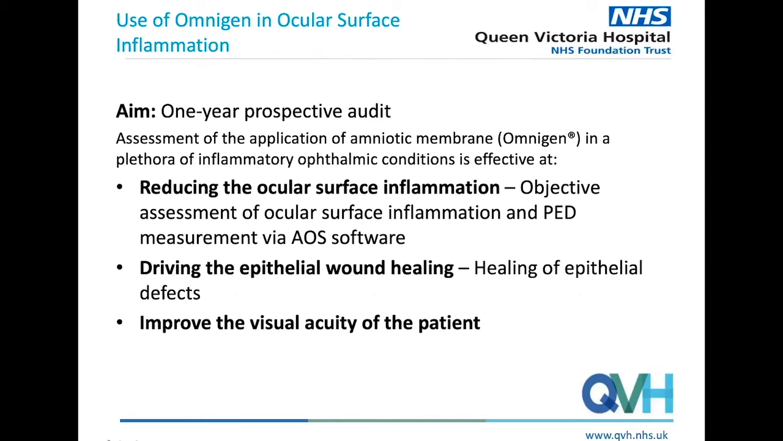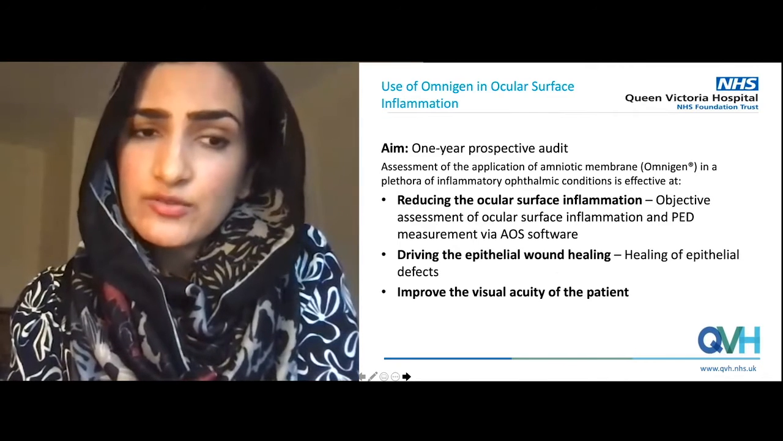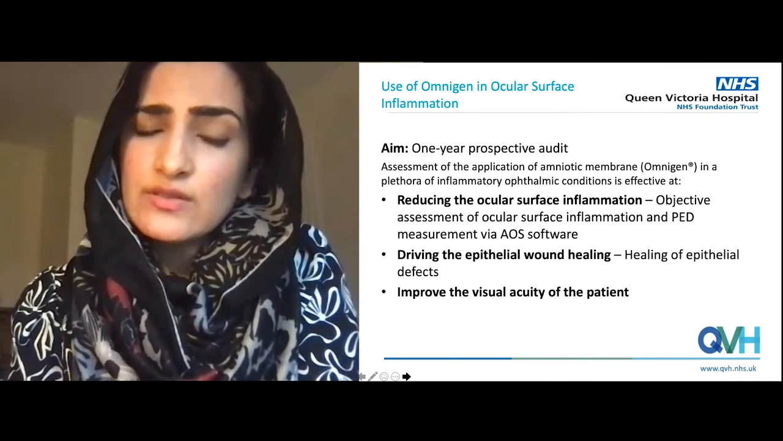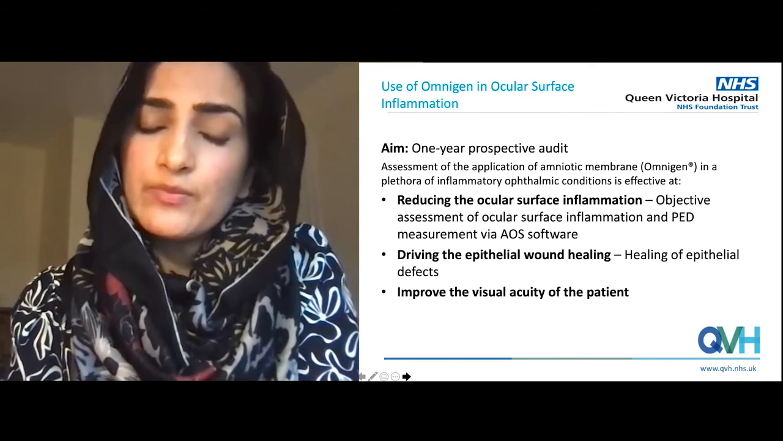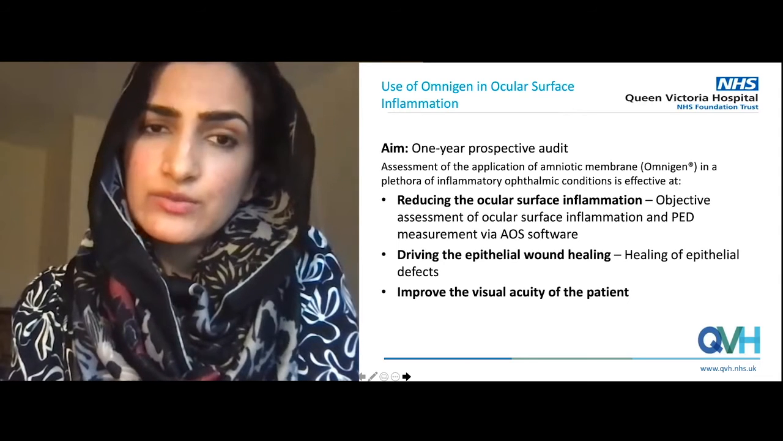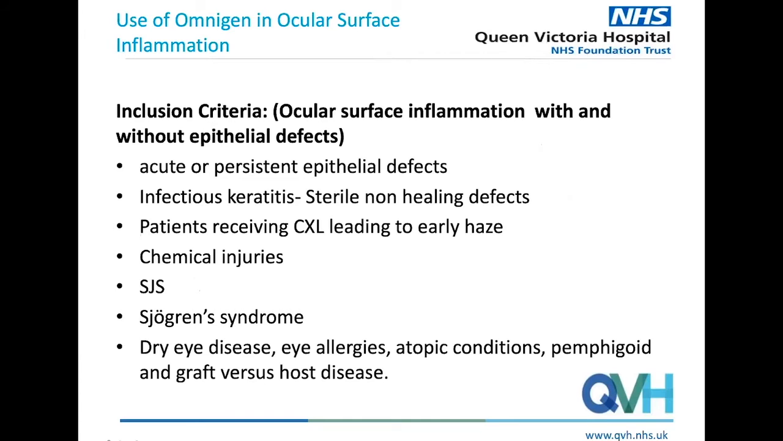We are looking at objective assessment of ocular surface inflammation and persistent epithelial defect with the help of a software and through photographic evidence, and of course looking at driving the epithelial wound healing as well. And visual acuity is also one of the outcomes we would be looking at. Like our previous pilot study, we are including all kinds of acute or persistent epithelial defects which are resistant to conventional healing, infectious keratitis, patients receiving cross-linking leading to early haze, chemical injuries, Stevens-Johnson syndromes, dry eye disease, Sjogren syndrome.